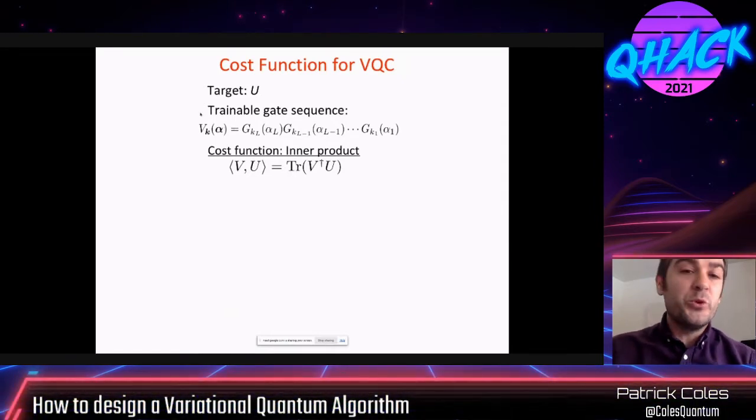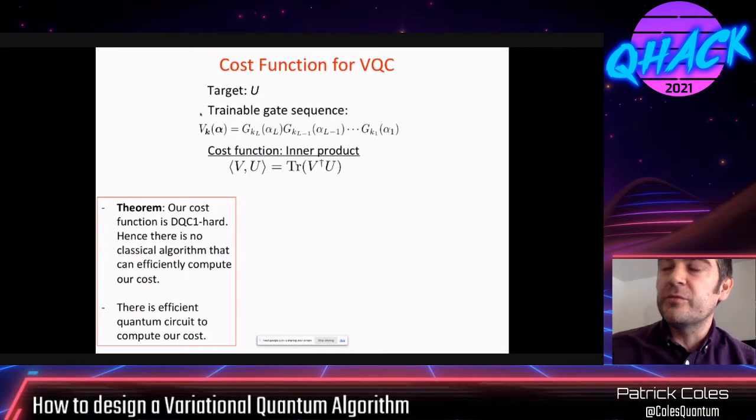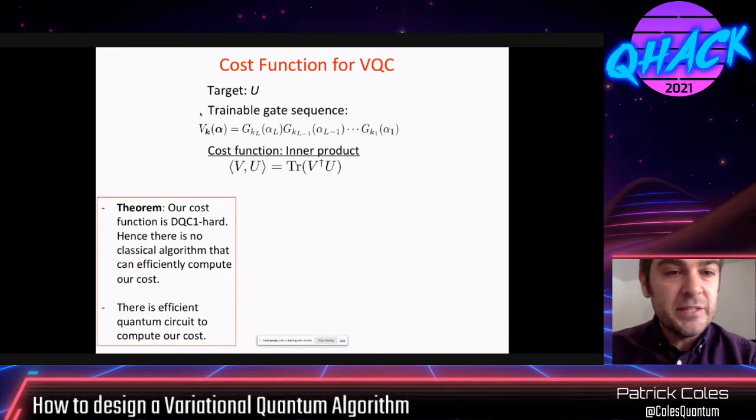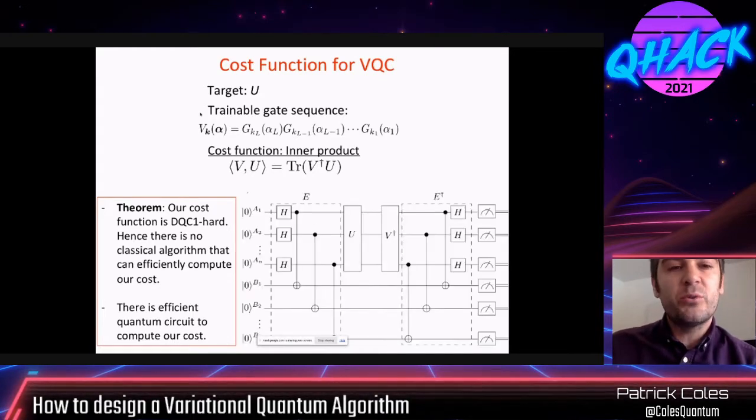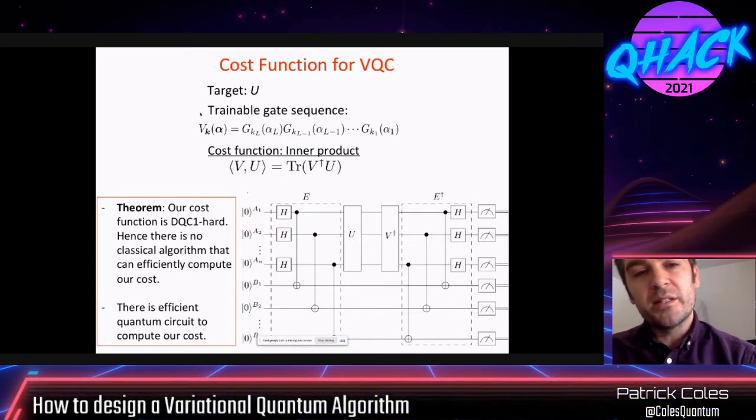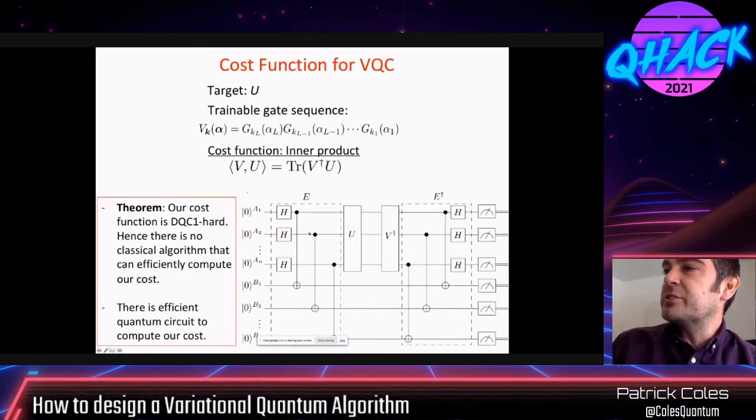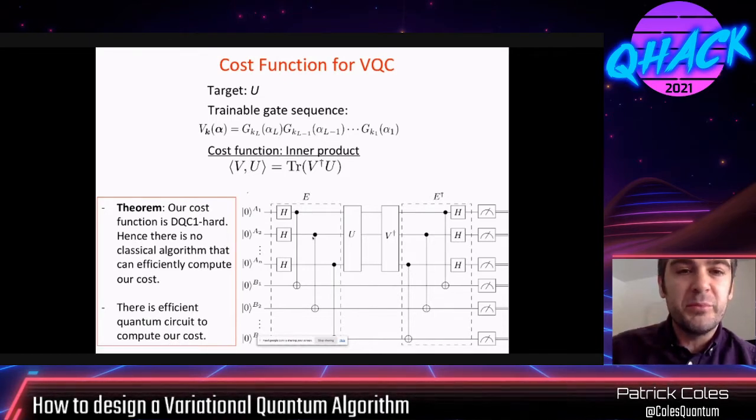You can show, and we show, that this cost function is, under standard complexity assumptions, hard to compute classically, DQC1 hard. And you can also show that there is an efficient quantum circuit, on the other hand, to compute the cost. So classically hard, but quantumly efficient. And sure enough, this is the quantum circuit that we found to compute this cost function.